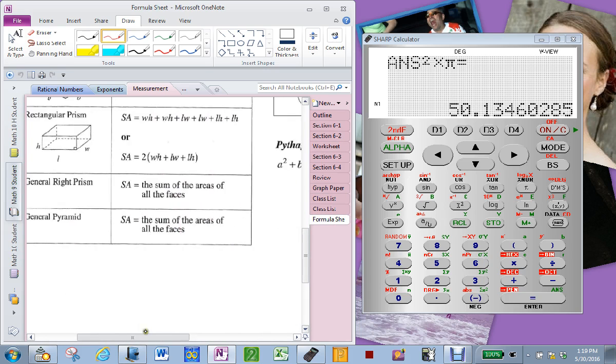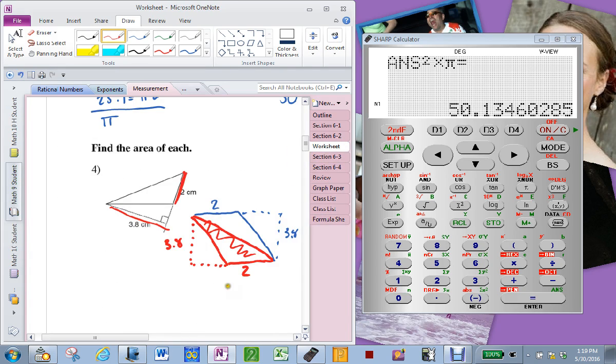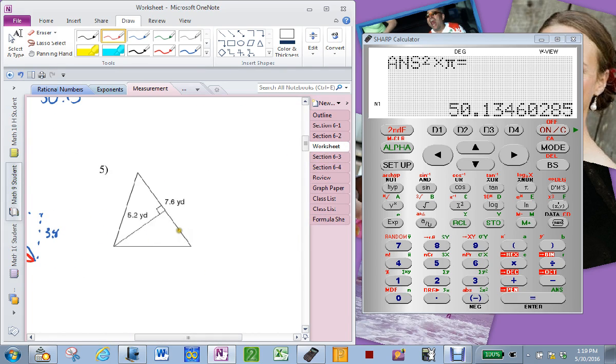Base times height, the bottom. It's not on your formula sheet, but we did that in your notes, and you guys had your notes available to you for this. This is a triangle, isn't it? Except I've turned it sideways, haven't I? Triangles are 1/2 base times height. So if I turn this triangle around, then this becomes the base, and this becomes the height, doesn't it?